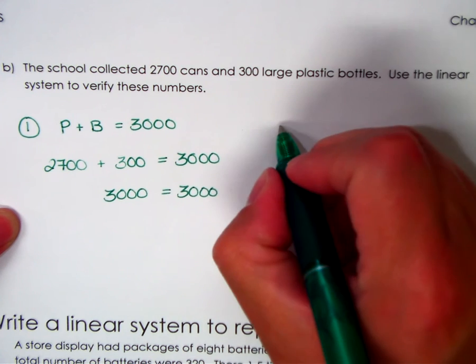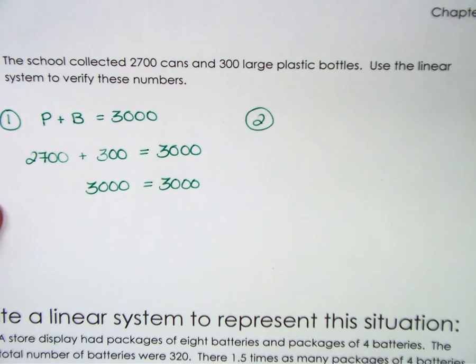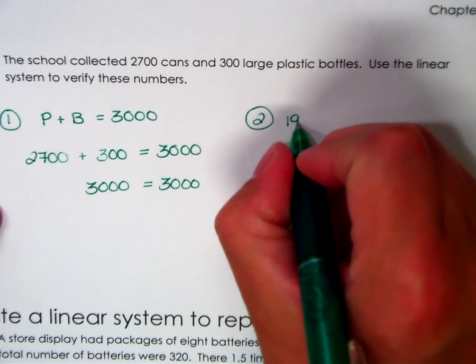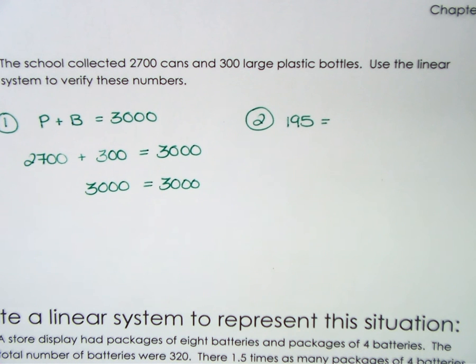Now we're going to check it into our second equation, which is a little bit more mathematical. So I would have 195. Whoa, okay. Oh, I just added 2 numbers together. That's all I did on that one. So I'm substituting the information given just to verify that this is correct.